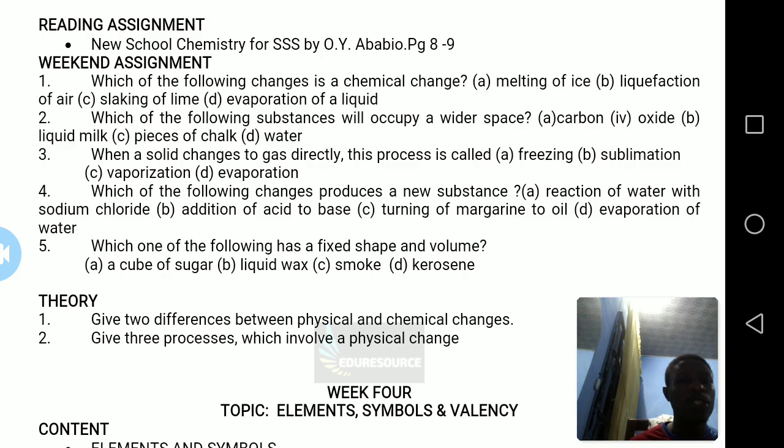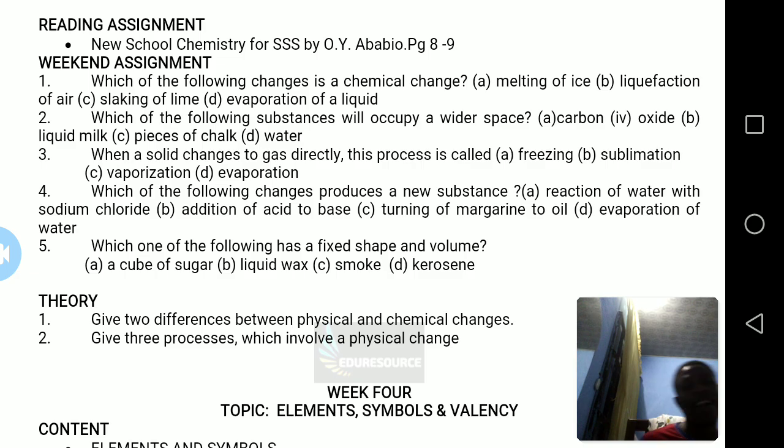Number 5. Which of the following has a fixed shape and volume? A. Cube of sugar. B. Liquid wax. C. Smoke. D. Kerosene. Which of them has a fixed shape and volume? Are you done?